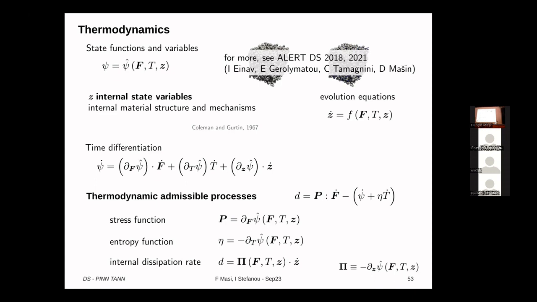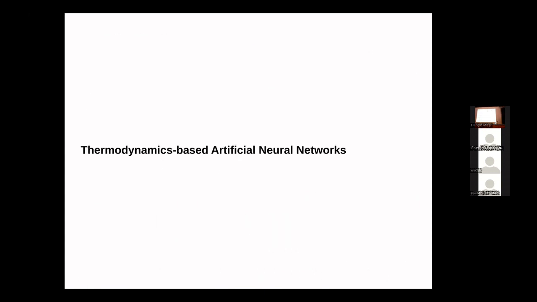At this point, of course, we also have the second law. So this is the first law of thermodynamics, and we also have the second law of thermodynamics, which allows us to say that the internal dissipation rate must be non-negative. For more information, I invite you to look at the book and the slides of the two previous doctoral schools on thermodynamics and constitutive modeling. So now, at this point, we have refreshed our memory on the maths. We can go see what this is with thermodynamics-based artificial neural networks.